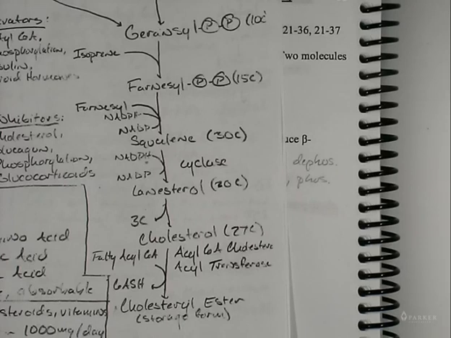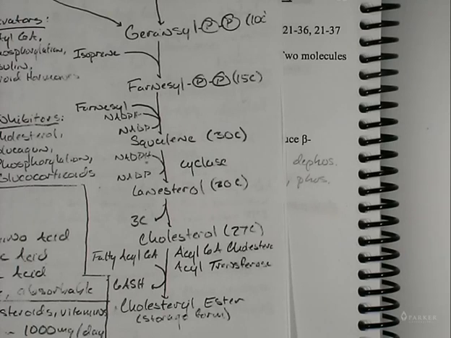Because what's the basic ring structure? That phenanthrene ring is those two 6-carbon rings, the 5-carbon ring. That's the cholesterol ring structure, which means that we need to take our linear squalene and make it cyclic lanosterol. Cyclase. One of the enzymes you got to know. What does cyclase do? Makes it cyclic, makes the basic ring structure of cholesterol. It's still 30 carbons, so what do we do for our last step? We decarboxylate 3 times and we get 27 carbon cholesterol.